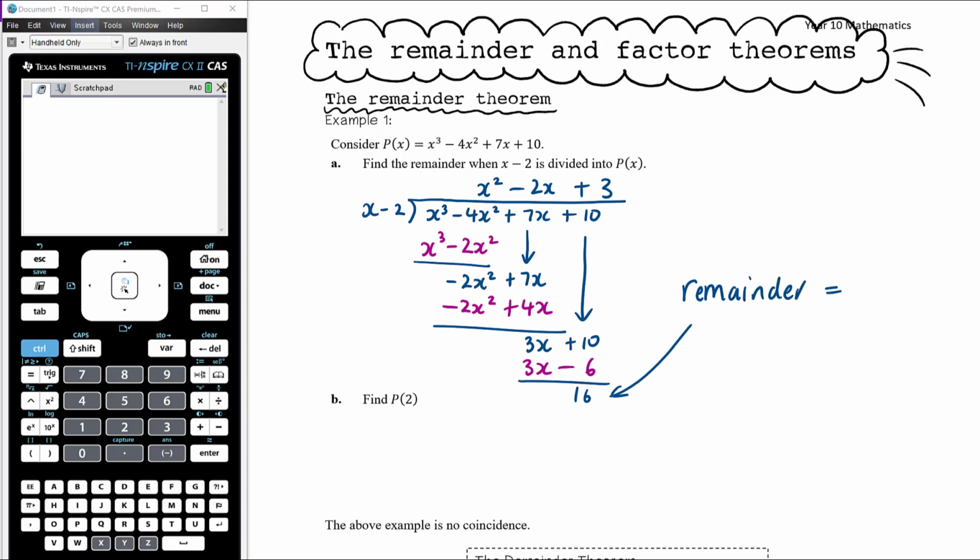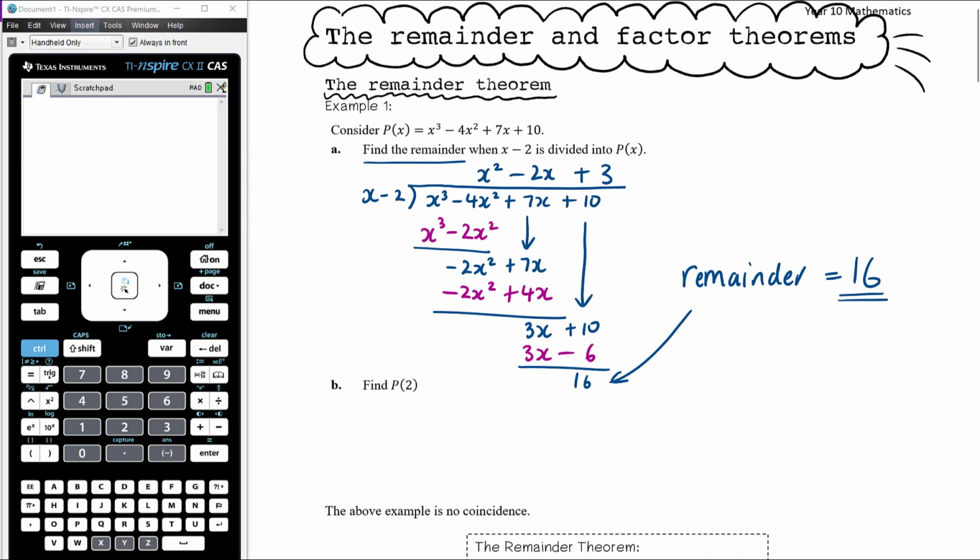So the question asked us, find the remainder when x minus 2 is divided into p of x. And we find that the remainder is 16 by doing the division. Okay, separate question, part B, same polynomial still. We want to work out what p of 2 is equal to.